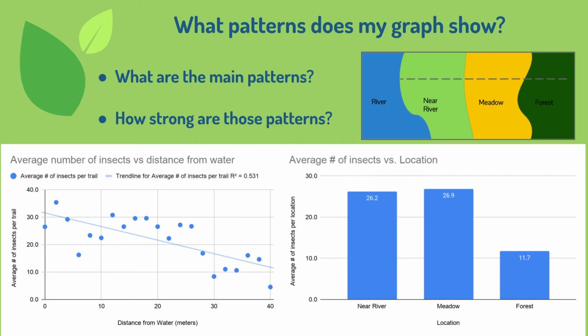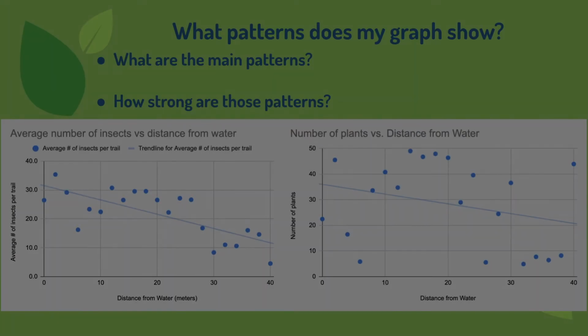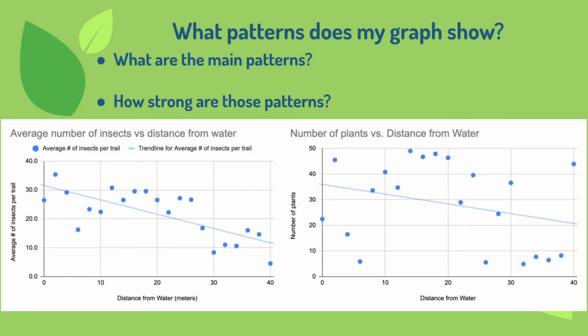To understand this, let's take a look at this scatter plot side by side with some other data I collected in the same place. Here we can see the same graph of distance from water and number of insects. On the right, we see a new graph that I collected in the same place. This was the distance from water and the number of different types of plants I saw where I collected my insect data.